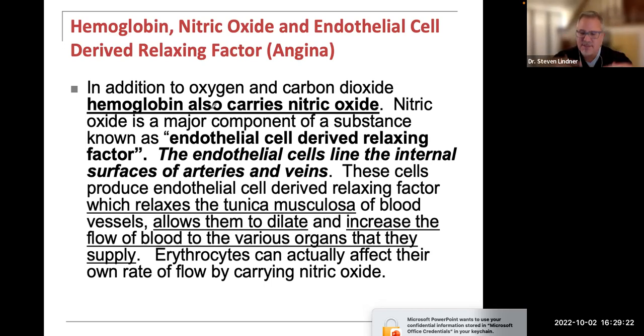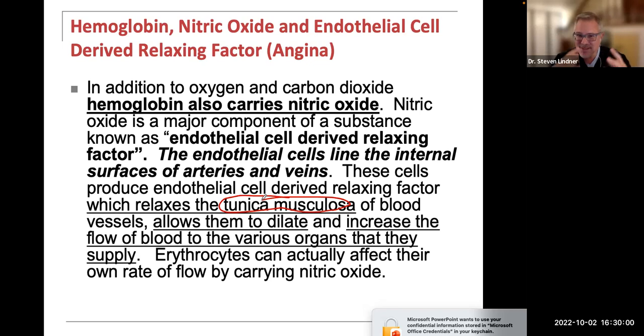blood vessels. That smooth muscle layer is called the tunica media, also known as the tunica musculosa. The internal lining of a blood vessel is called the tunica interna. The middle layer is the tunica musculosa, and the external layer is the tunica externa, aka adventitia. So the relaxing factor relaxes the tunica musculosa of the blood vessel, allowing it to dilate, opening up, which increases the flow of blood to various parts of the body.